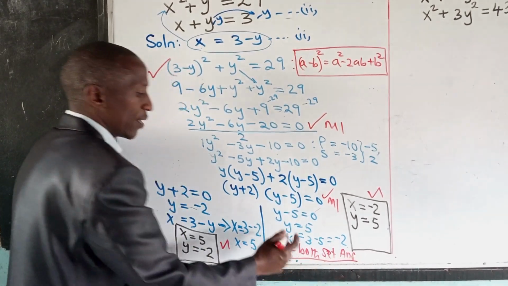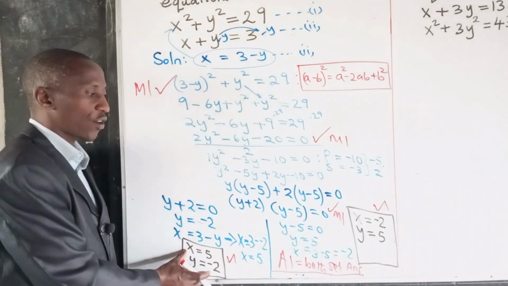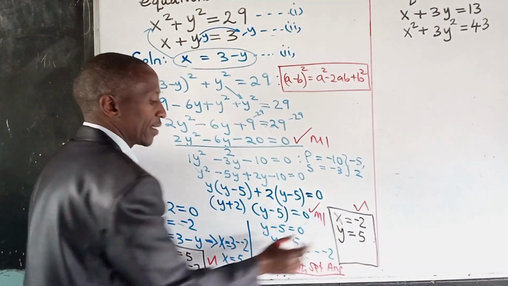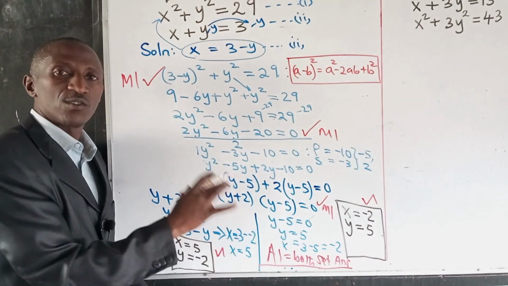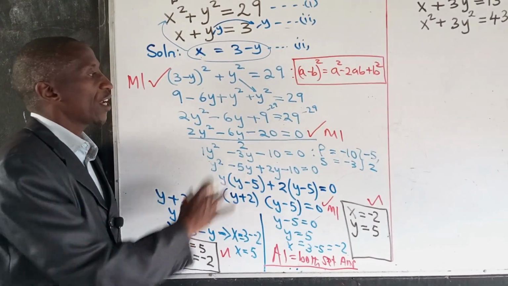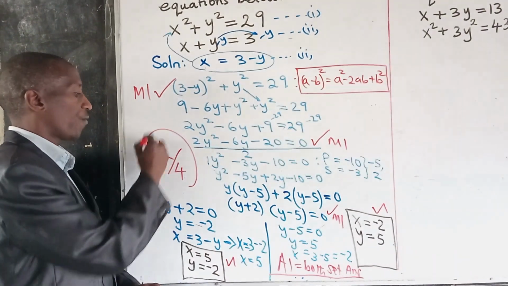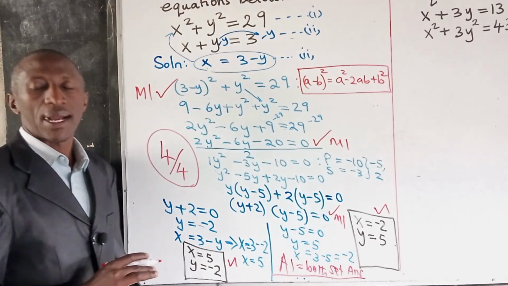That means we expect that this set is correct and this set is correct, because at this level, the student has very low chance of getting it wrong. So in this kind of a question, the student should comfortably earn 4 out of 4 in his marks.